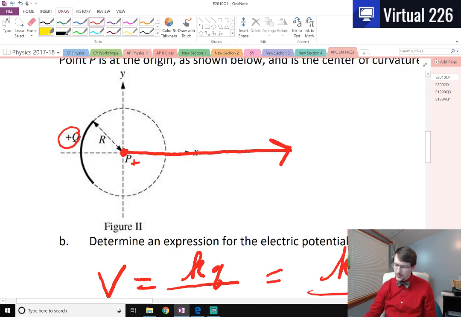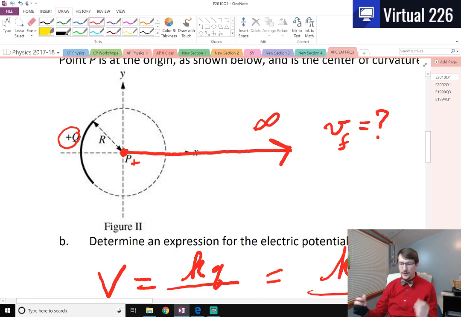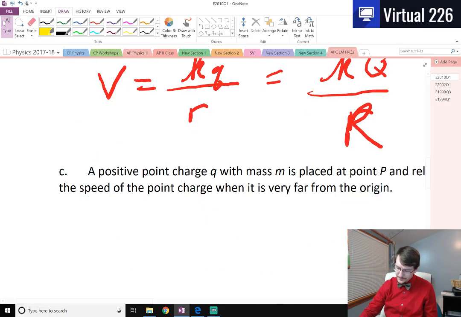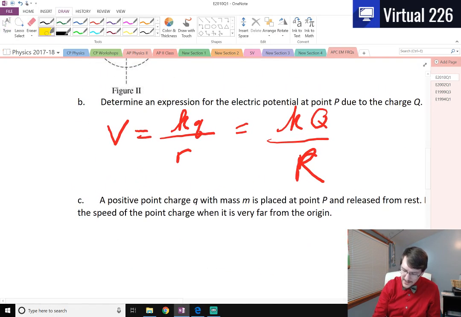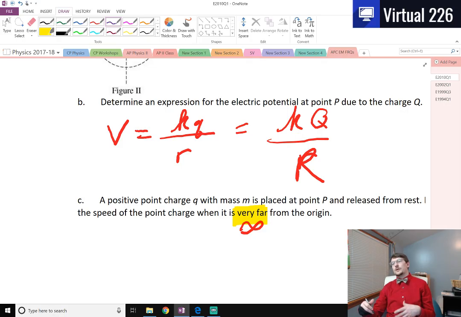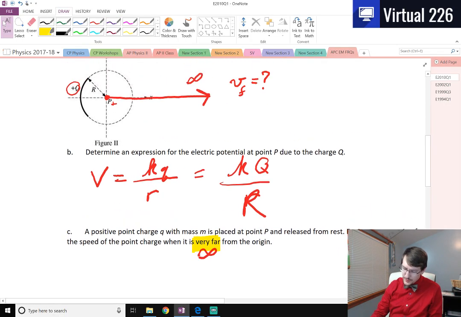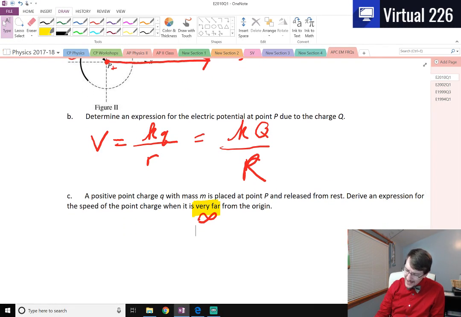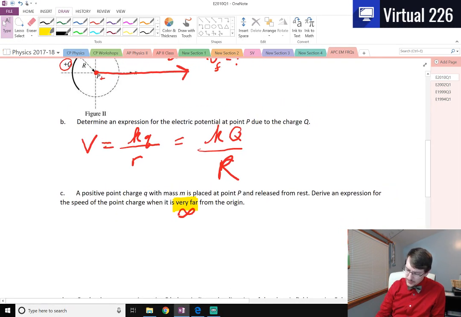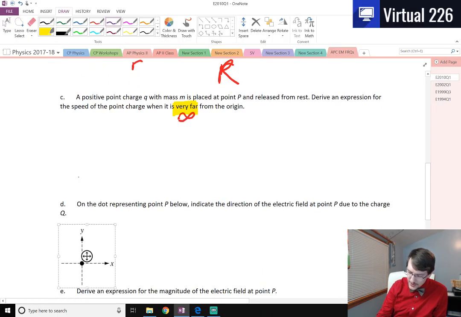What we're asking for is, when this particle gets infinitely far away, what is its final velocity. So the final velocity a very far distance away. When they say very far, they're talking about infinity. Anytime you see someone say very far or very long, they're talking about infinite, okay? So to approach this problem, what we're actually doing here is looking at conservation of energy.